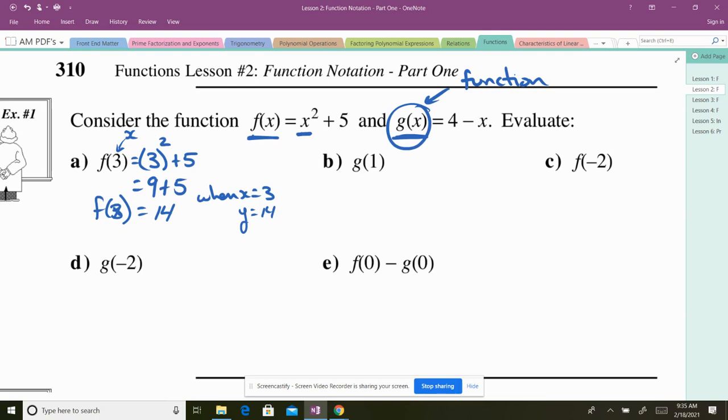All right. B. G of 1. Which function are we dealing with here? F or G? G. That's why they say G. Where does the 1 go? In for the x. So it goes right there. So G of 1 means 4 minus 1. What's 4 minus 1? 3. So what does that mean in words? What does G of 1 equals 3 mean in words? When x is 1, y is 3.